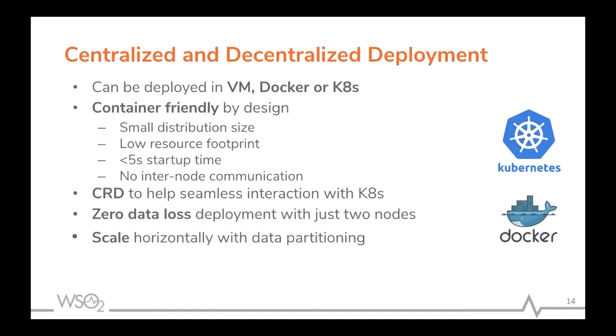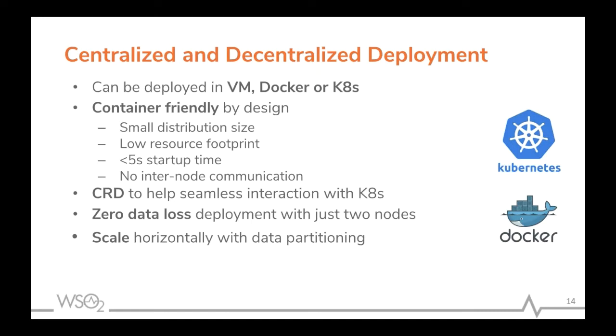There are several attributes which make it container friendly. For example, it has a small distribution size, which makes your Docker images small, and also a very low resource footprint. And it starts up in less than 5 seconds. Also its clustering architecture does not require internode communication, so it can thrive very easily in a container environment. And we have built a CRD, or custom resource definition, to help seamless interaction with Kubernetes in order to deploy and monitor streaming integrator deployments on Kubernetes.